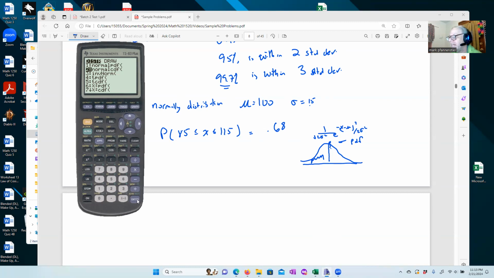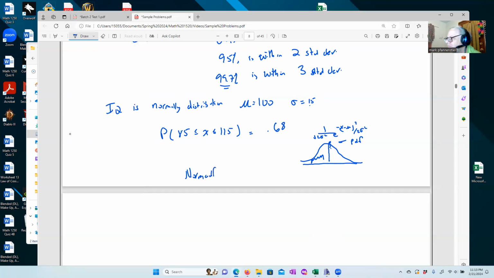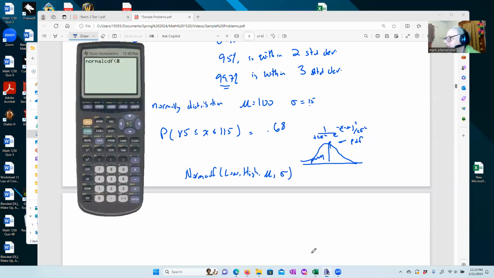The calculator actually has this functionality built into it. So we're going to go to norm CDF, and you just type it in. It takes a low number, a high number, mean, standard deviation, and then it'll pop out an answer for you. With all the calculus that you know, this thing will do it in seconds. So the first one I have is, what's the probability that it's between 85 and 115? We have 85, use the comma key, 115, and then our mean is 100.